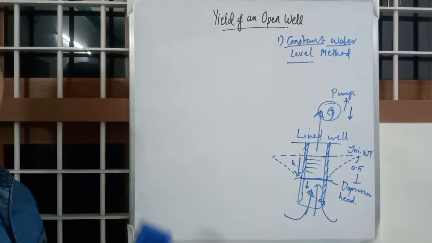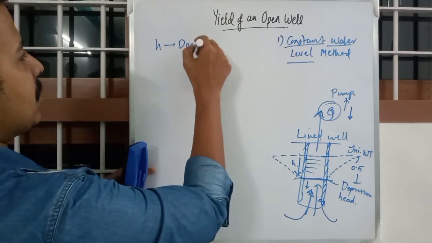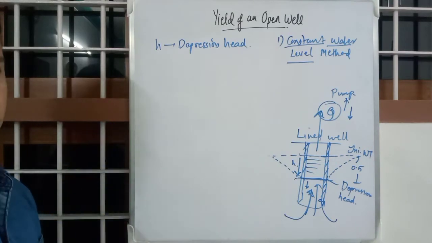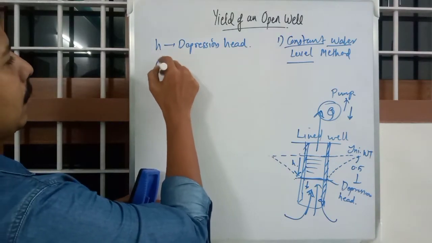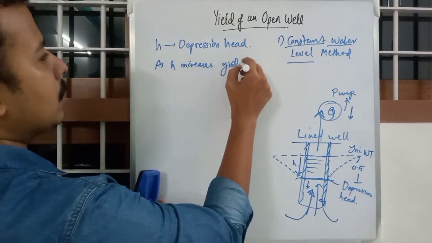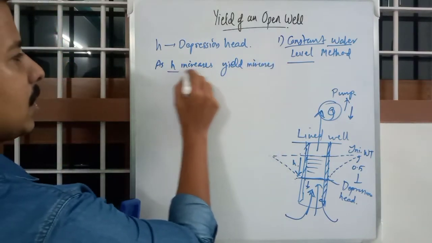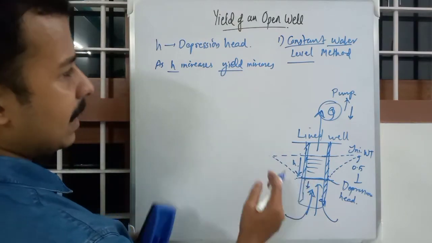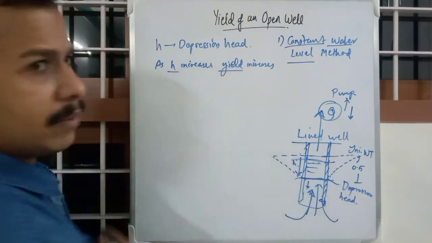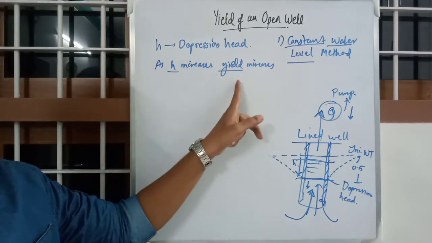So how much can you increase this value of H? H is the depression head. There is a limit for increasing it. As H increases, yield increases. If H is very high, yield will be more. If H is very low, yield will obviously be less. So the value of H will determine the yield.